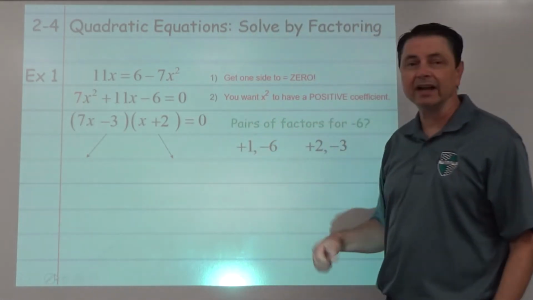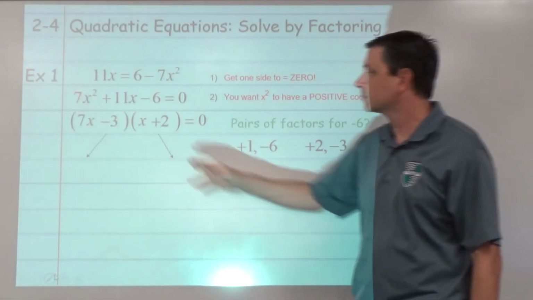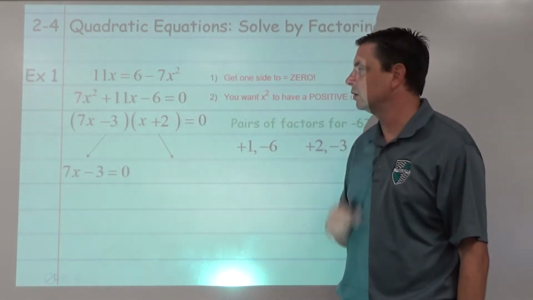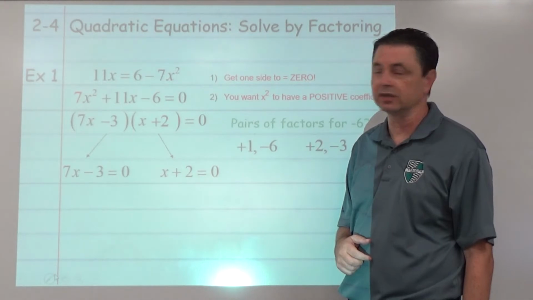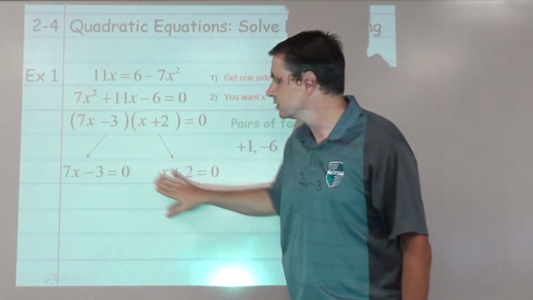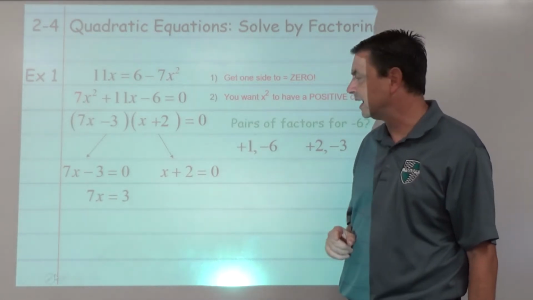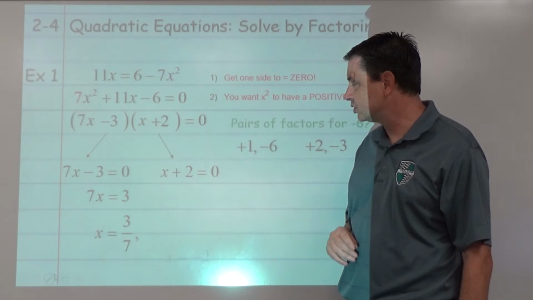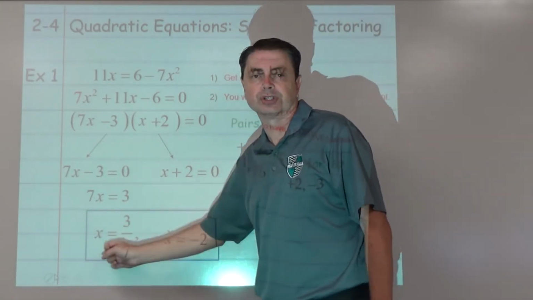Once we get it factored, we know we're supposed to split it because of the zero product property. First factor equals 0, second factor equals 0. 7x minus 3 equals 0, x plus 2 equals 0. Solve, solve. So we're going to add 3 to both sides. We're going to divide by 7 on both sides. Subtract 2 on both sides. Box our pair of solutions.